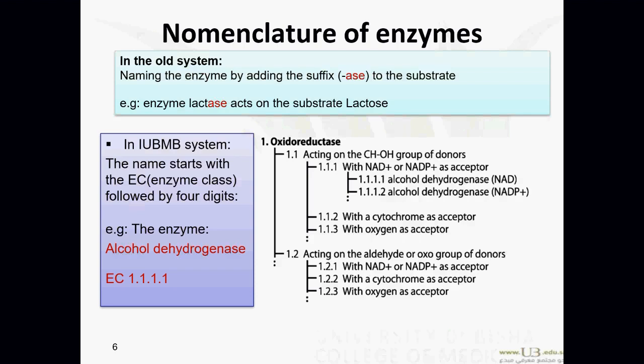And the class which activates the oxidation reduction by oxygen as the acceptor will be sub-subclass number 3. This will be, for example, another type, and so on. The subclass can be the type of enzyme that activates the aldehyde or the oxo group donors, and this one is only for the hydroxyl group donors. This is the aldehyde or the oxo group donors and so on. You can find subclasses like this.